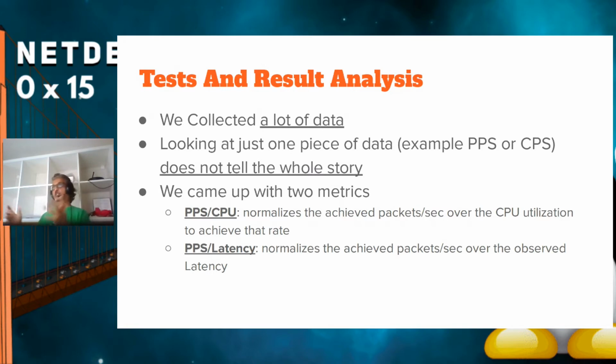Okay, so our analysis. Did I say we collected a lot of data? Among that data, if you just looked at PPS, two tests may show the same PPS, but they're not the same, right? So we came up with these two metrics. Take the PPS that was achieved, normalize it over the CPU utilization that was used to achieve that rate. Likewise, take the PPS that was achieved and normalize it over the latency. These are the two metrics which I'll keep using for showing the results. So PPS per CPU and PPS per latency are the data results that I'm going to show.